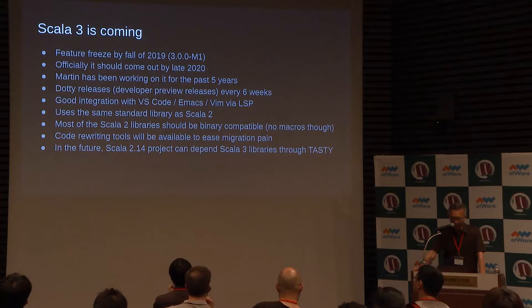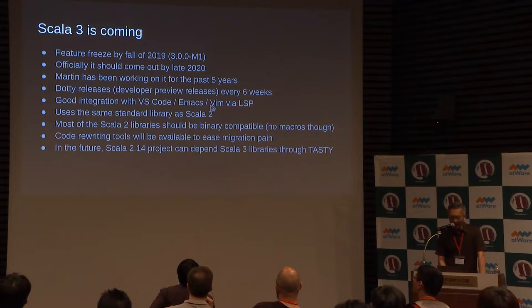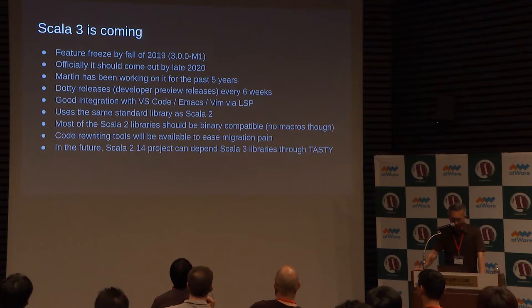Now it's on 0.16 RC3, I think, and it's quite usable. It has really good integration with VS Code. I'm sorry, the Emacs and Vim, you should ignore that. I thought I was talking about Metals, but it's not. So just VS Code for now. It uses the same standard library as Scala 2, so that's good.